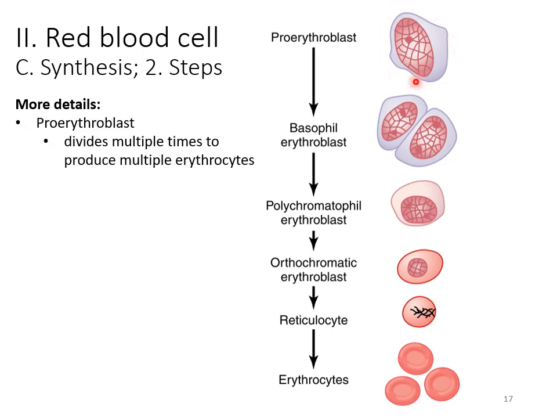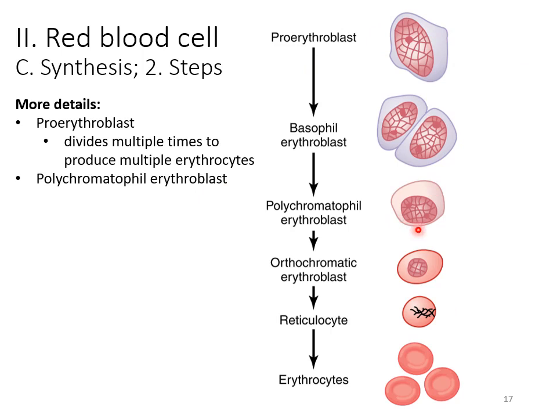Your proerythroblast comes from your CFU-E, colony forming unit erythroid, which is one of the committed stem cells shown in the previous slides. Your proerythroblast divides multiple times to produce multiple erythrocytes. So it's not just one proerythroblast maturing; it divides into multiple proerythroblasts to produce more red blood cells.